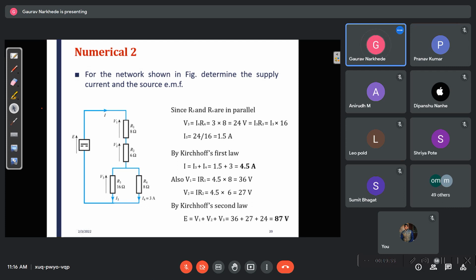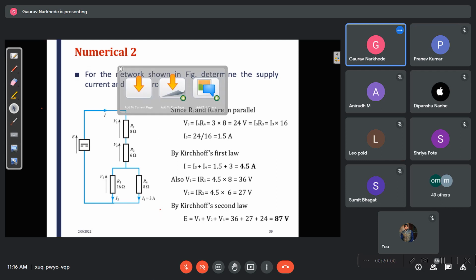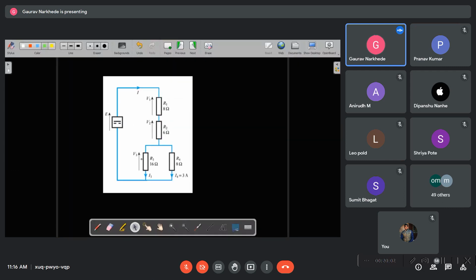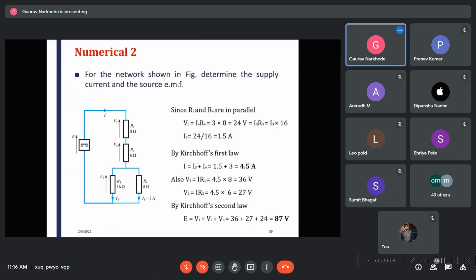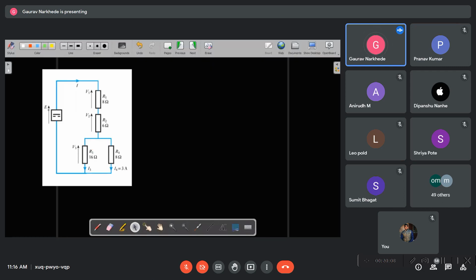So let me take this to our PPT. So what is the question? The question is to determine the supply current and source EMF, right? Means what we need to find? We need to find E and I. Is it correct? Yes. We need to find the value of I and the value of E.